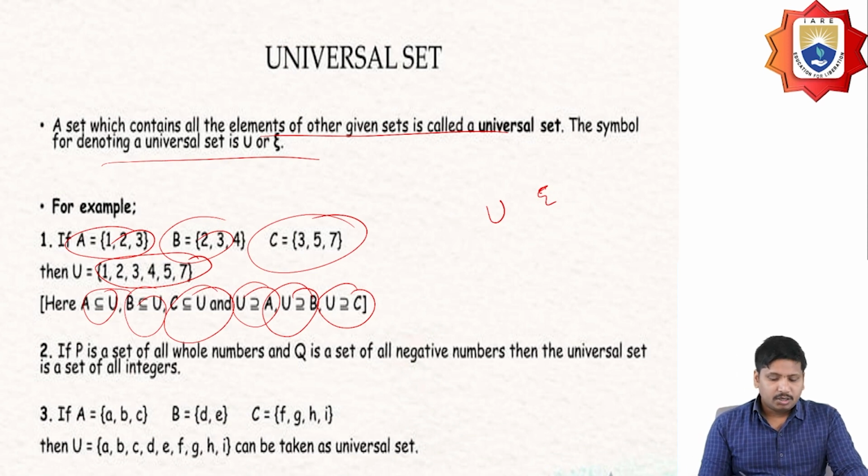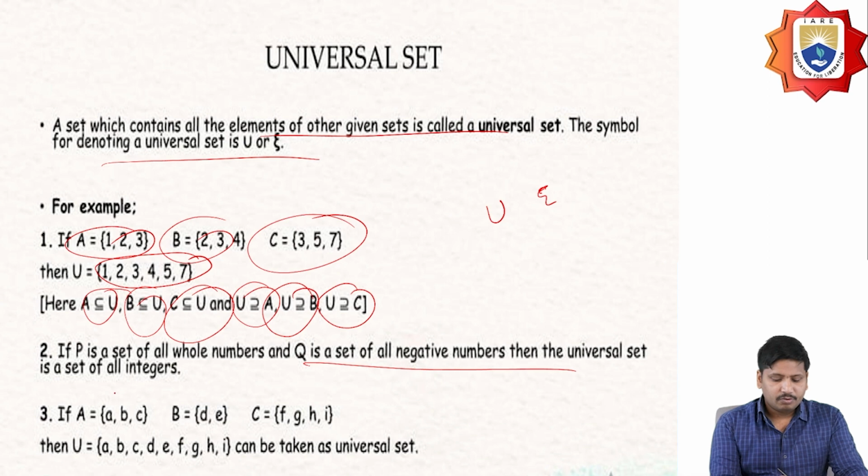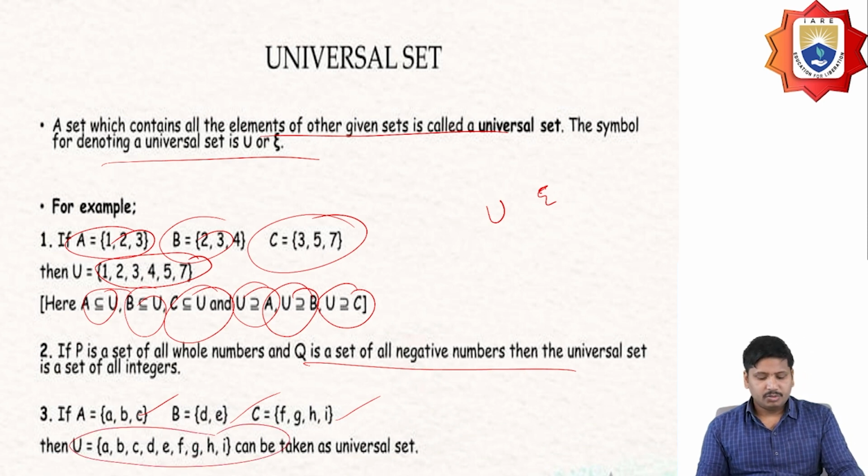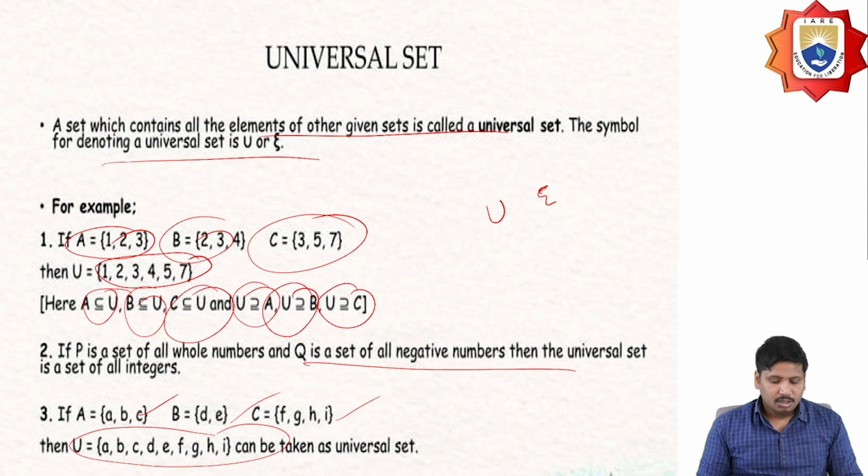If P is the set of whole numbers and Q is the set of negative numbers, then the universal set should be the set of all integers. And for V equal to this one, B equal to {d, e}, and C equal to {f, g, h, i}, the universal set should be the combination of all the elements in all the sets, and that should be treated as the universal set.